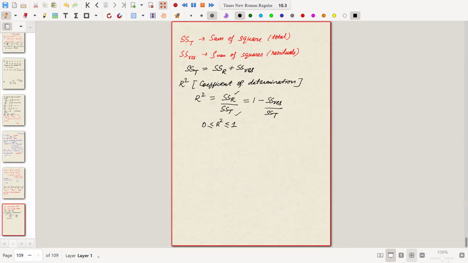So actually, I asked you the question: R2 is a coefficient of determination, but what is R? What is R?